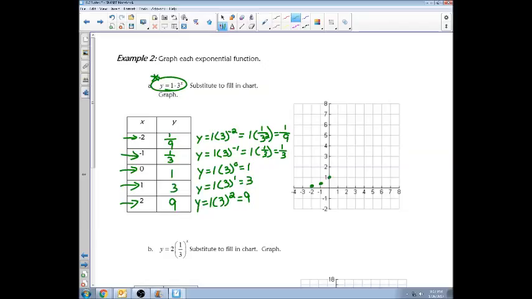For 0, it would be 1. For 1, it would be 3. And for 2, it would be 9, which actually takes us off our graph. As you can see, it's climbing extremely quickly. That is what happens when you have exponential growth. Then I just go ahead and connect my points with a little bit of an arc, and I am done. Okay? Because my base, or my growth rate of 3 is larger than 1, we have exponential growth.